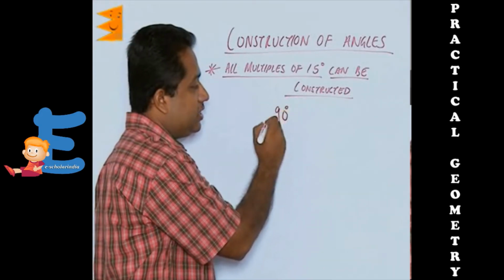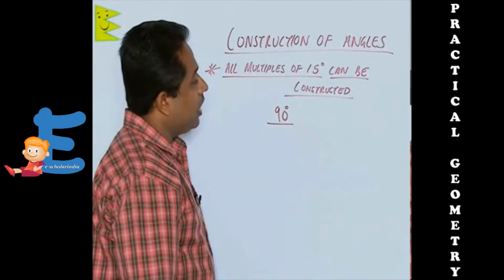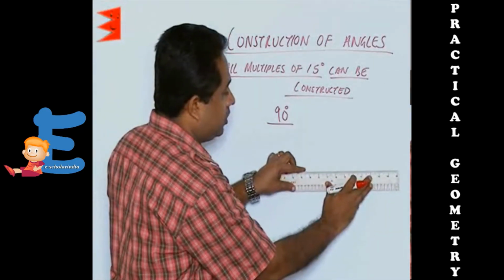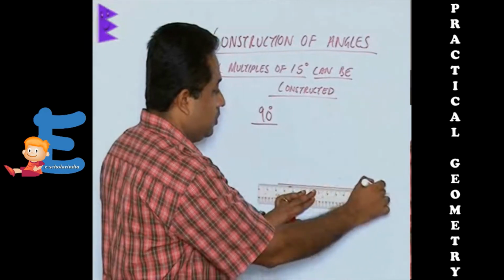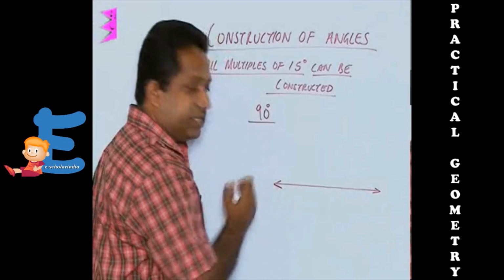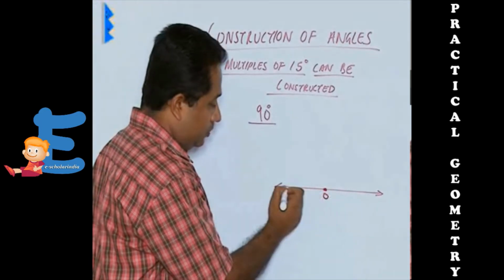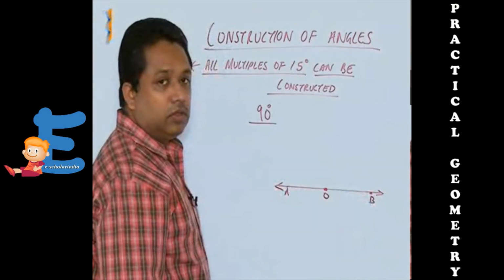Starting with 90 degrees, you will have to take a line AB, and drawing 90 degrees is pretty easy. Just draw a line AB here. Now since it is a line, it will extend in both directions. Take any point. Let us assume that this point is O.